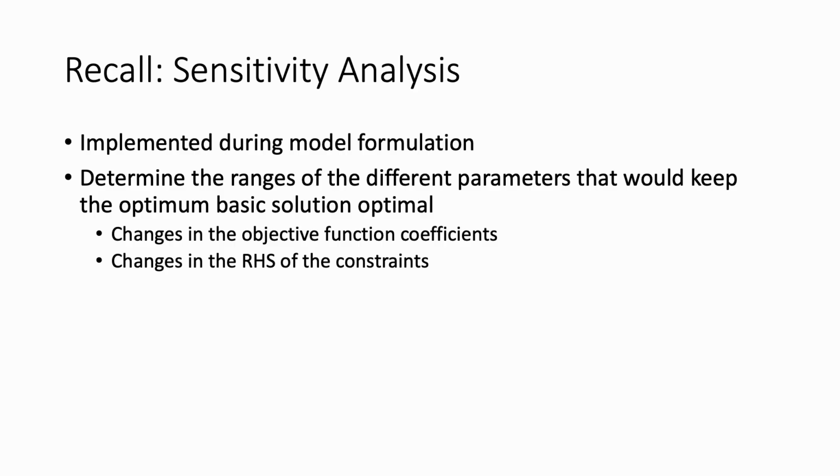There were two. You have the changes in the objective function coefficients, which are used to identify how much they can increase or decrease while keeping the same optimal solution. We also had the concept of shadow prices, which are used to quantify the impact of changes in the right hand side of the constraints.